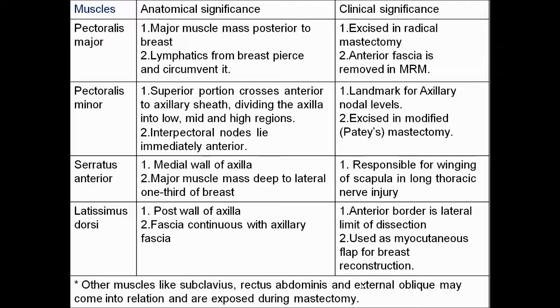Serratus anterior forms the medial wall of the axilla and is the major muscle mass deep to the lateral one third of the breast. Latissimus dorsi is situated in the posterior wall of the axilla, and its fascia continues with the axillary fascia. There is clinical significance also, and this is more relevant during mastectomy. Mastectomy means removal of the breast during the treatment of cancer or carcinoma of the breast.